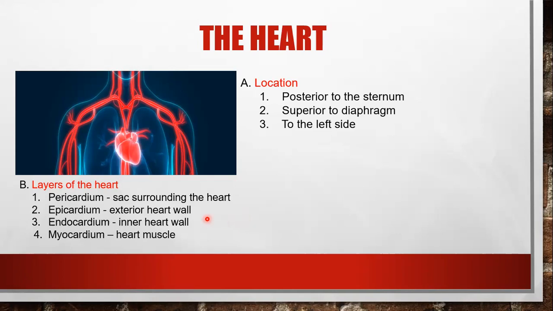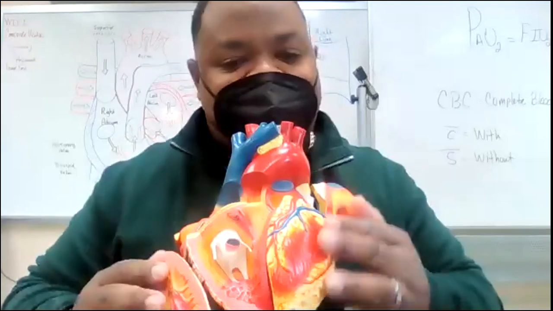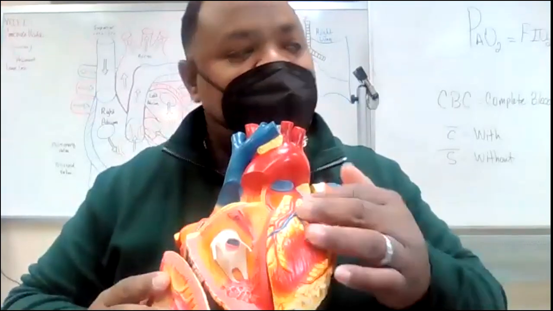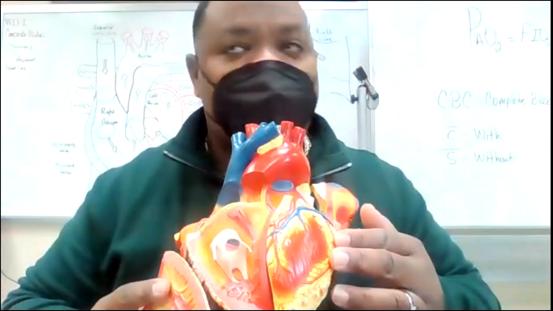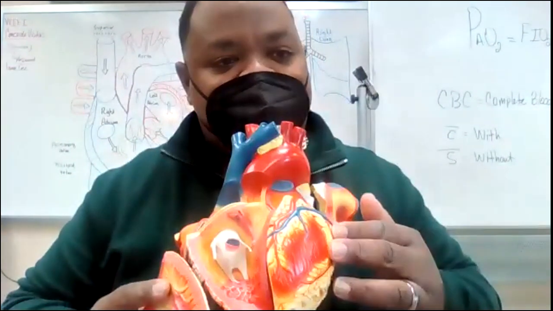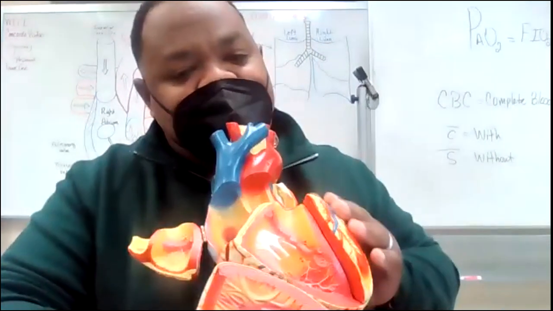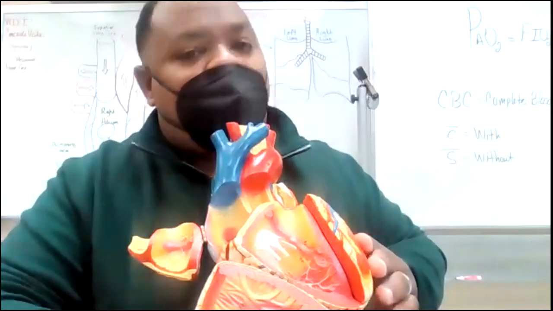Now, it also has three other layers. The exterior wall of the heart, right? The exterior wall. This is called the epicardium. Epicardium. Now, the heart's sitting in a sac called the pericardium, right? But the actual heart itself has an outer layer. This outer layer is called the epicardium.